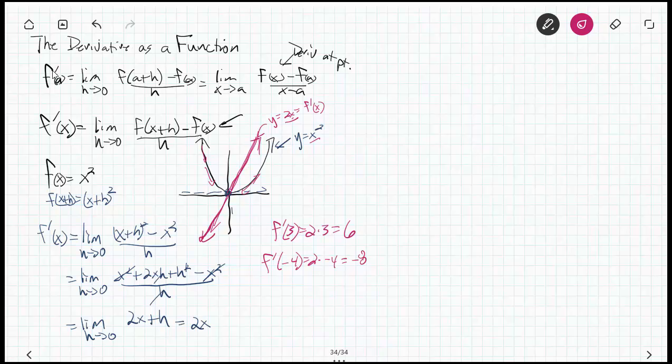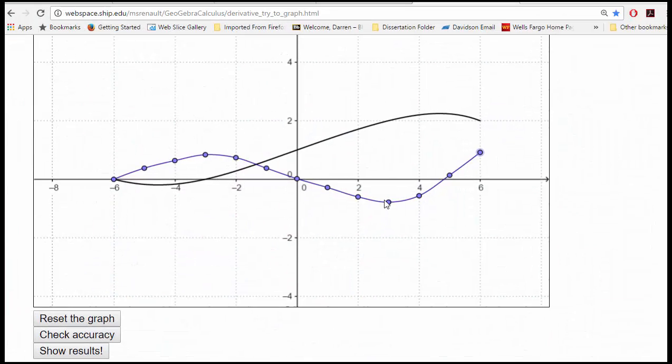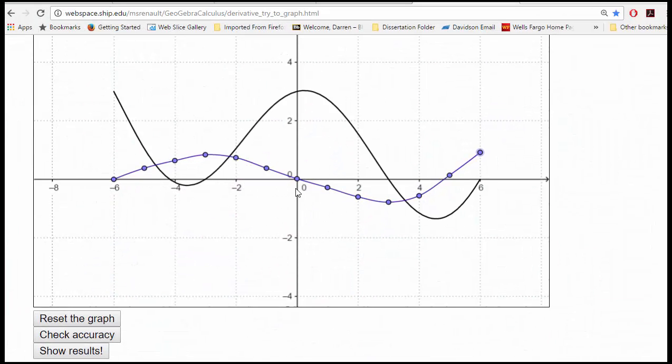Remember, graphical, numerical, algebraic. We went through sort of the numerical process of saying negative, negative, 0, positive, positive, positive. Then this is the algebraic way to come up with a derivative. Now let's talk about the graphical way. Now this is pretty cool. I want something that's a little nasty here. Okay, so on this, go to this website if you want to play, webspace.ship.edu. You can just search GeoGebra, calculus, derivative.